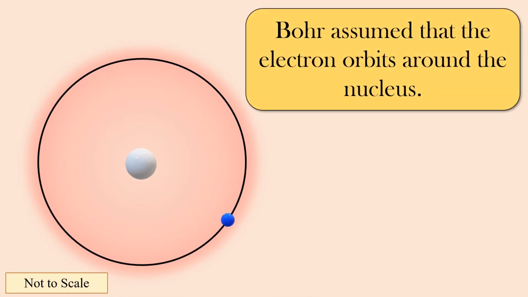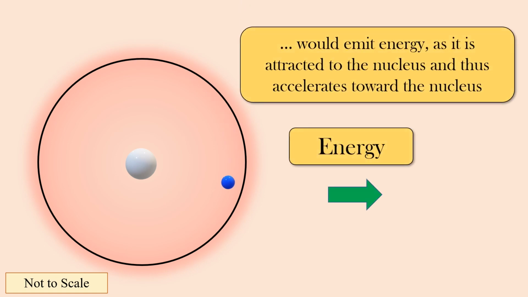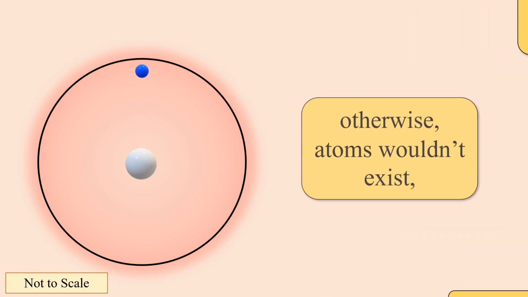Bohr assumed that the electron orbits around the nucleus, but there are two major flaws with this hypothesis. First, according to classical mechanics, a negatively charged particle, like an electron, orbiting around a positively charged nucleus, would emit energy as it is attracted to the nucleus and thus accelerates towards the nucleus. Obviously, this doesn't happen. Otherwise, atoms wouldn't exist.